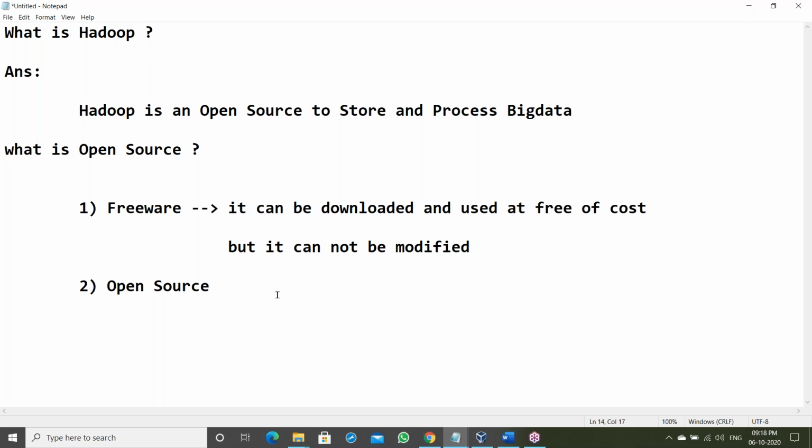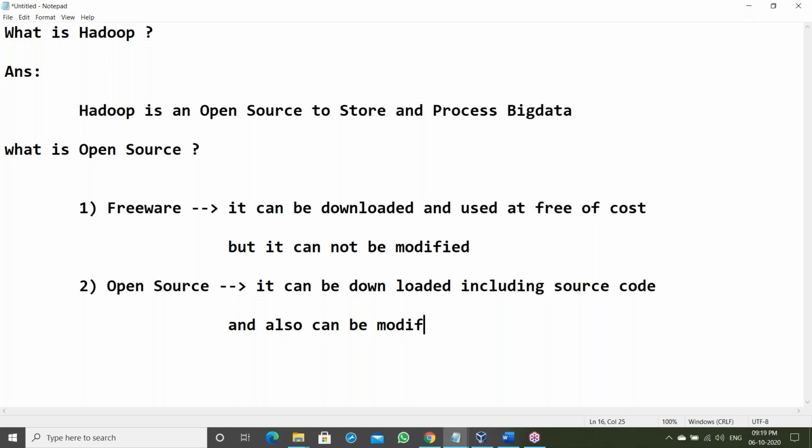That is freeware. Next, what is open source? Open source can be downloaded including source code. Hadoop is developed in Java. All the Java programs you can download, and you can modify them. The Java programs are nothing but the source code. So it can be downloaded including source code and also can be modified. This is open source. Right? Okay. Next.